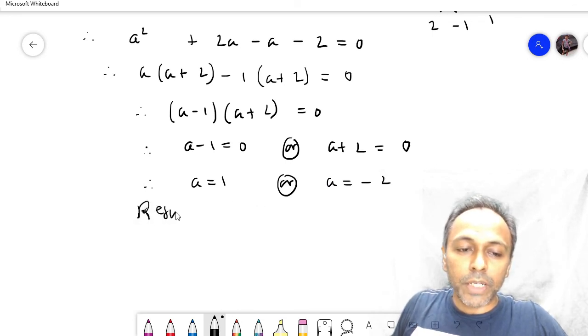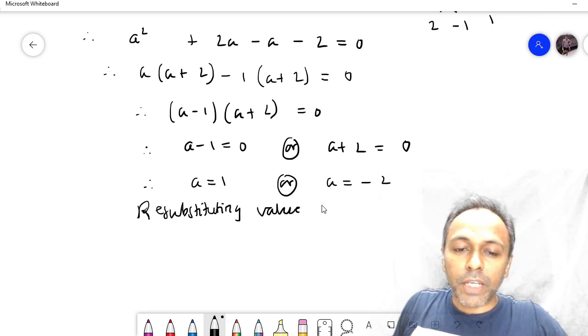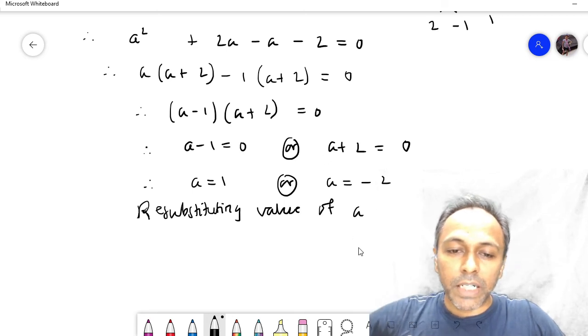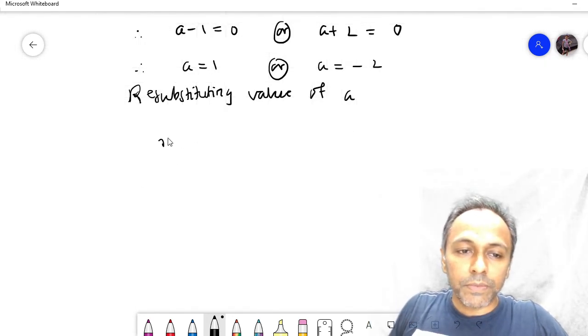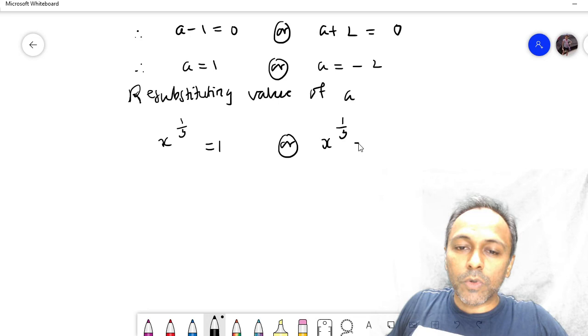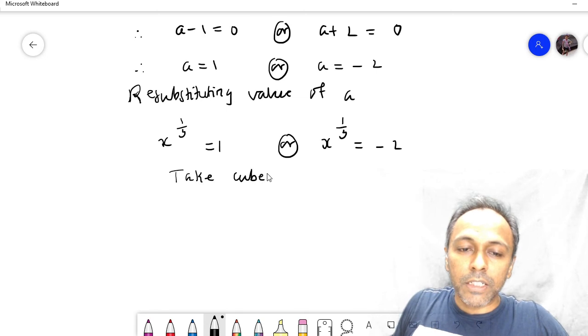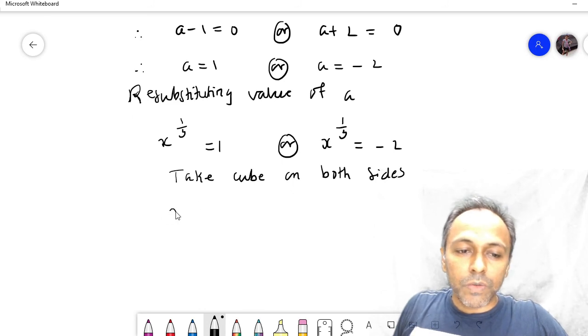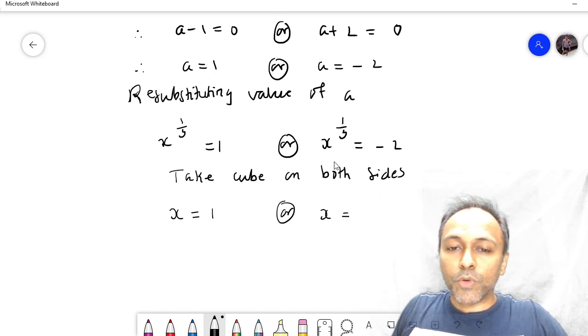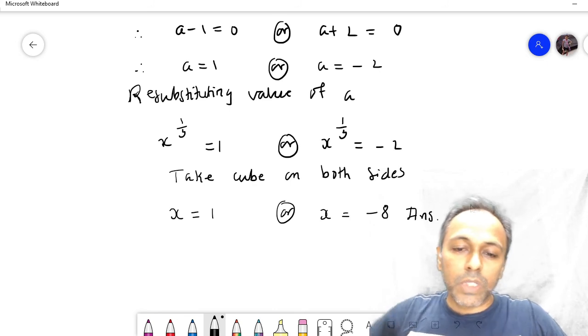Let us write, resubstituting the value of a, and we will get x raised to 1 upon 3 is equal to 1 or x raised to 1 upon 3 equal to minus 2. Let us take cube on both sides of both equations. So x will become 1 cube is 1 only, or when you cube it, you will get x equal to minus 2 cube, which is minus 8. Both answers are acceptable.